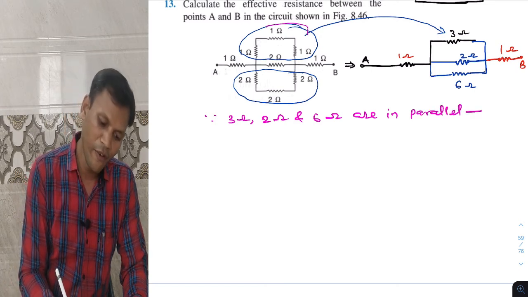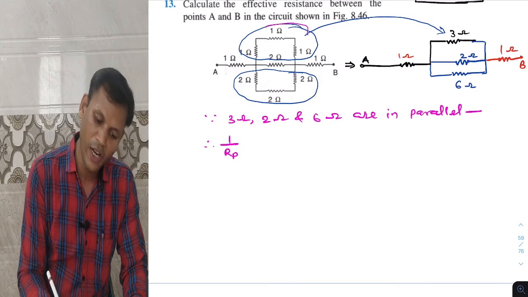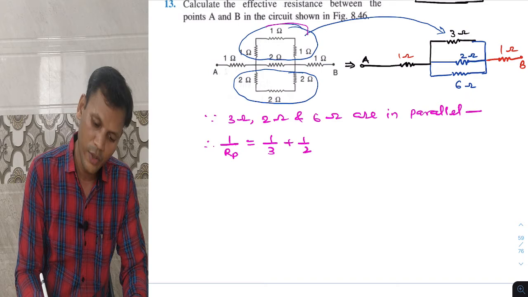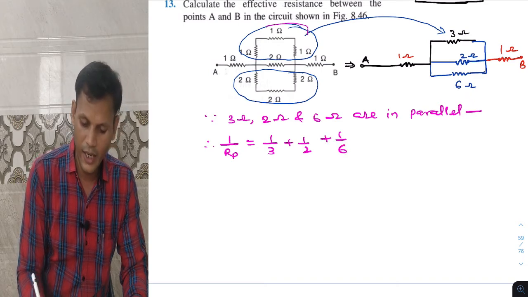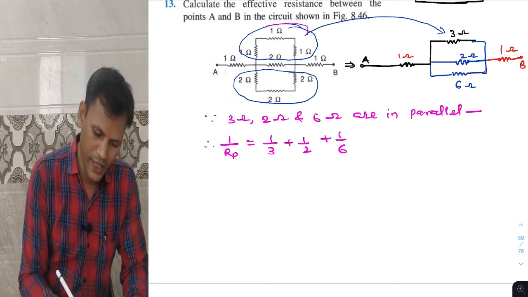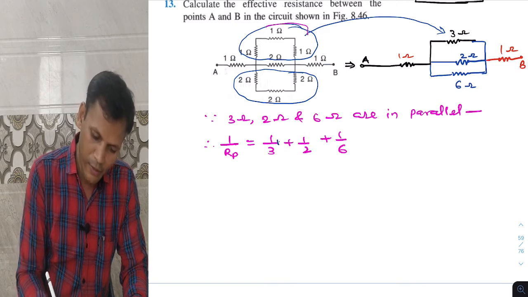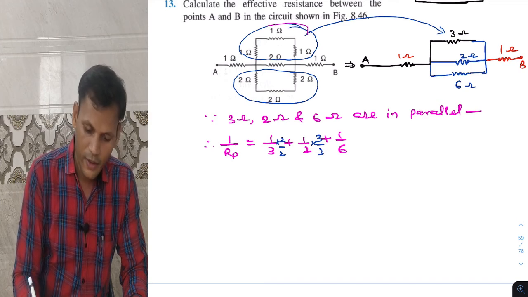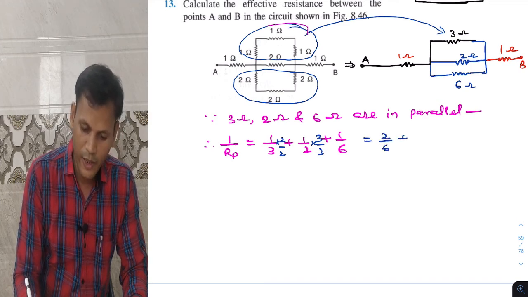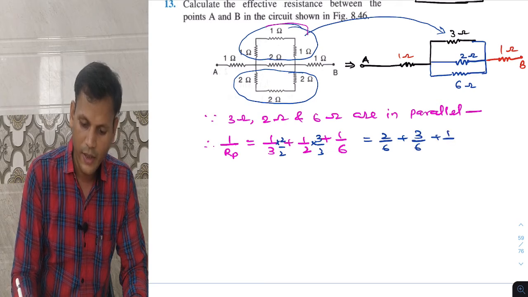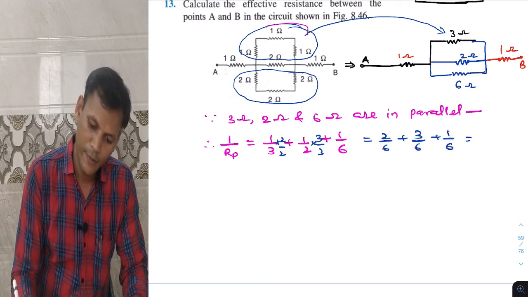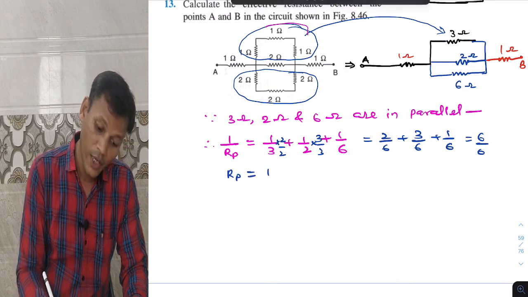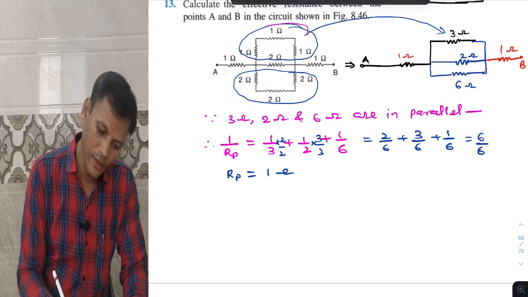combination. So what is the formula for parallel combination? Therefore 1 upon Rp is equals to 1 upon R1 plus 1 upon R2 plus 1 upon R3. Now LCM is 6. Multiplied by 2 and divided by 2, 3 by 3. So it becomes 2 by 6 plus 3 by 6 plus 1 by 6. So it becomes 6 by 6. So Rp becomes 6 by 6, which will be 1 ohm.